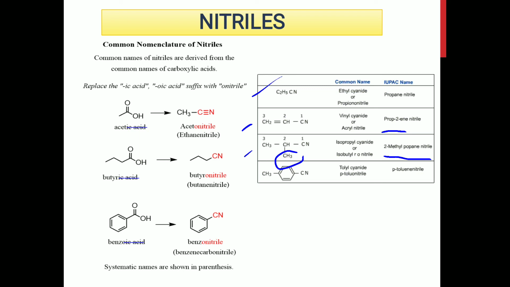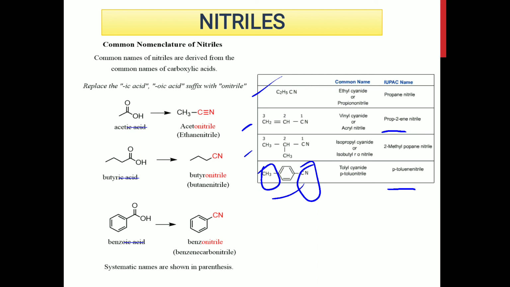Okay. Then let us have the last structure. Here one aromatic ring is present, and on either side of this aromatic ring there is one cyano group and one methyl group. So the cyano group is our main functional group and methyl is the substituent. So the IUPAC name says para-toluenenitrile and the common name says tolyl cyanide or para-tolunitrile.